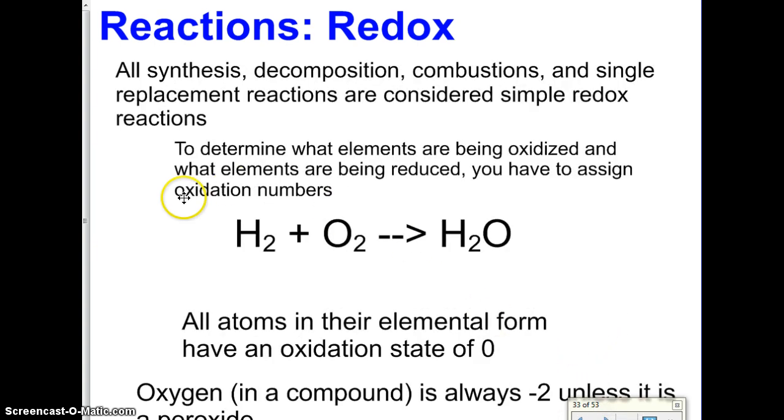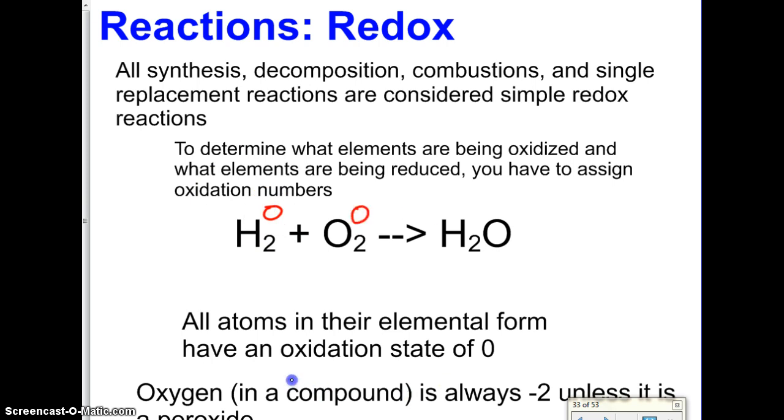Okay. When we're doing these, first off, we need to understand that all synthesis, decomposition, combustion, and single replacement reactions are considered redox reactions because they are oxidizing or reducing. This is just an example: water is formed by hydrogen and oxygen. Some things we need to keep in mind: all elements have an oxidation number of 0. So in this case, if we were going to assign oxidation numbers, I'll write them in red here. Hydrogen would have 0, and oxygen would have 0.